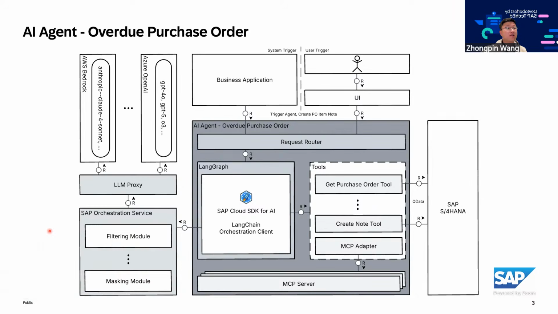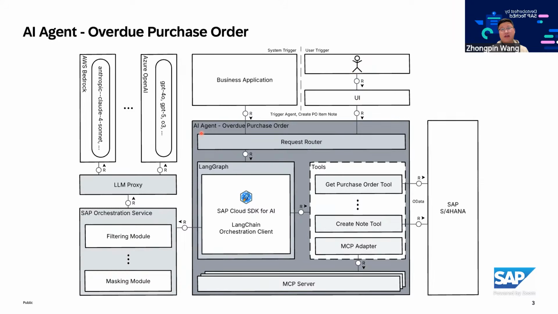Let me enable the pointer. So on the top side, you see normally agents can be triggered both from a system or from a user trigger. And the user trigger is what I'm going to demo today. This UI part is our sample UI, but you can think also of clients such as Drew, which can take a query from a user and then forward it to the agents.